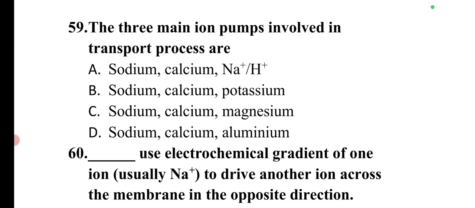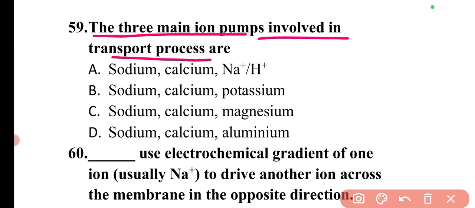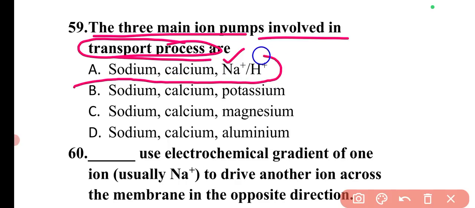Next question is three main ion pumps involved in transport processes are. So basically in transport processes there are three main ion pumps which include sodium pump, calcium pump and sodium hydrogen pump. So these are the three main pumps involved in the transport processes. So here option A is correct.